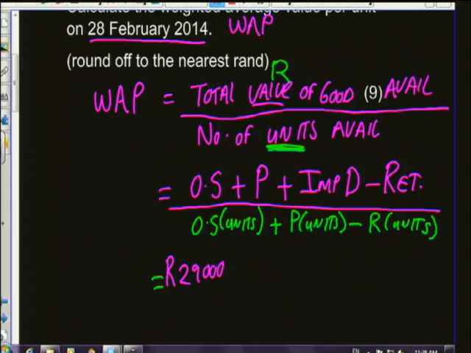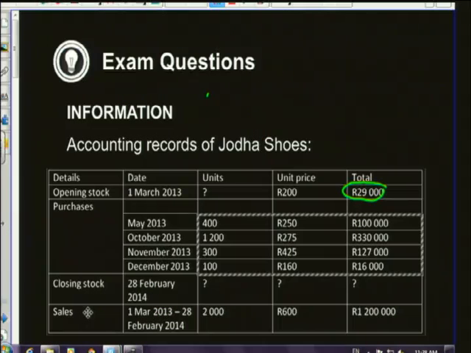So at the beginning of the year, 29,000 plus, what's the next amount that I need? I need the rand value of my total purchases for the year. So let's now go back to our table and let's look at our total purchases for the year. So during the year, we purchased goods in May for 100,000. Then we purchased for the month of October 330,000. For the month of November, we purchased for 127,000. December, we've purchased for 16,000.